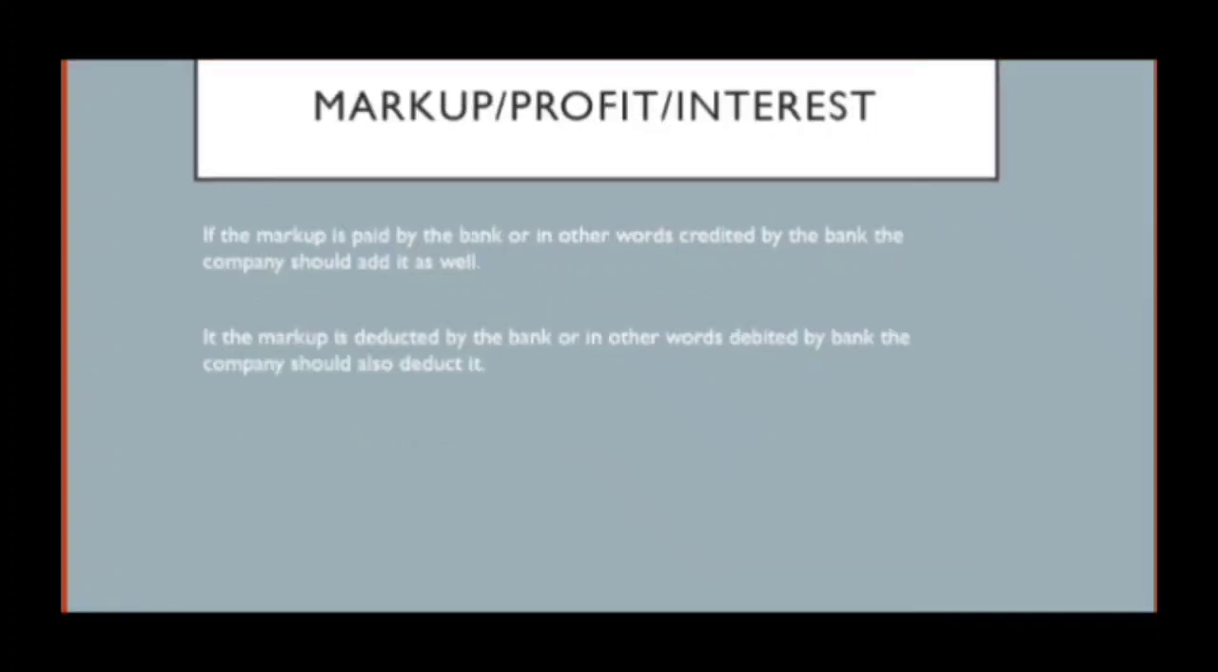Markup, profit or interest, these are all the same. So if the bank has paid the markup to the company, or in other words, we can say that the bank has credited the markup in the company's account, so the company would add it in its books. And if the markup has been deducted by the bank, or in other words, debited by the bank from the company's balance, so the company should deduct the same from its books.